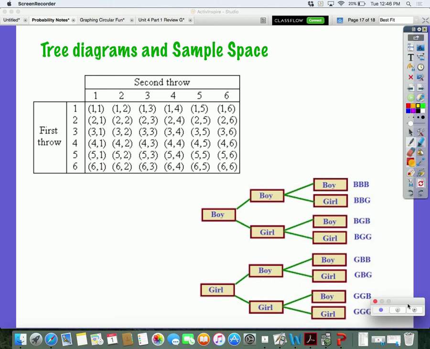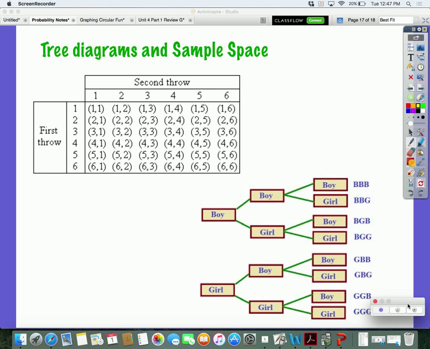Tree diagrams and sample spaces are basically picture ways to help you represent information, just like what a Venn diagram is. Okay. This first part up here with the first throw, second throw, this is how you could represent all of your possible options. If you have two dice, you have to throw both dice. These are basically all the possible answers that you can get. This is an example of a sample space.